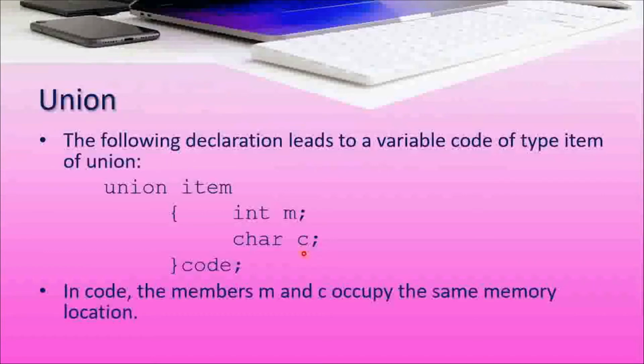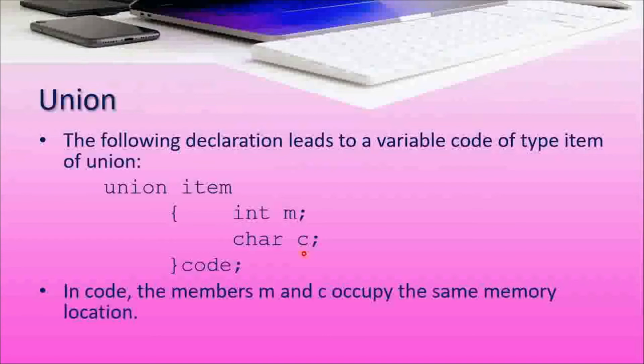That is, assigning some value to m doesn't affect the value that is stored in c, and assigning a value to c will not affect the value that is stored in m. But it is not the case with the union. If we assign some value to m, that will obviously affect the value that is stored in c. And if we assign some value to c, it will obviously affect the value that is stored in m.